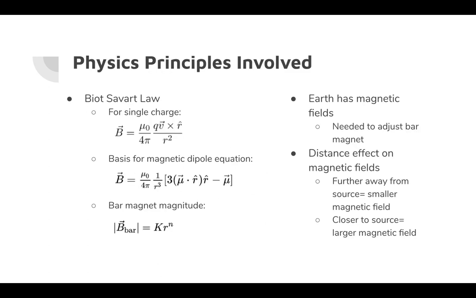Some physics principles involved: the Biot-Savart law for a single charge was used to derive a B field equation for a magnetic dipole and also the B field magnitude of a bar magnet. We also used Earth's magnetic field to adjust for magnetic north with the bar magnet. And then distance effects on the magnetic field: the further away from a source, the smaller the magnetic field; the closer to a source, the larger.